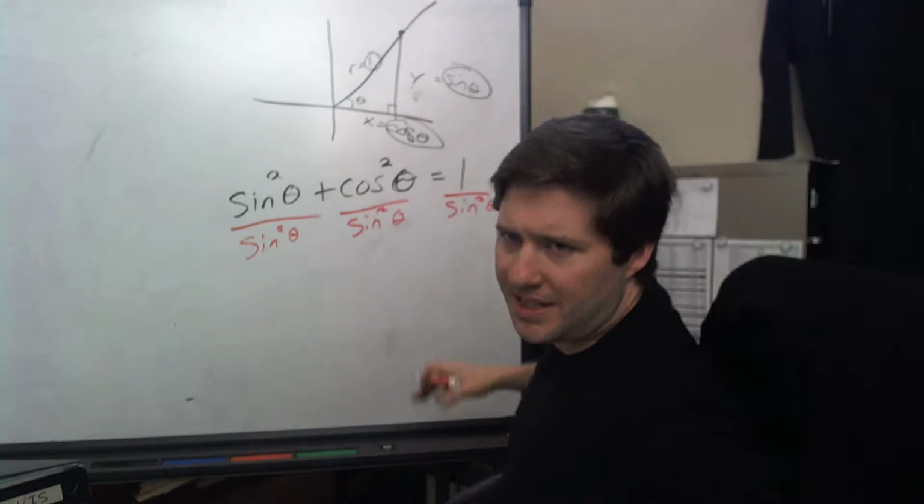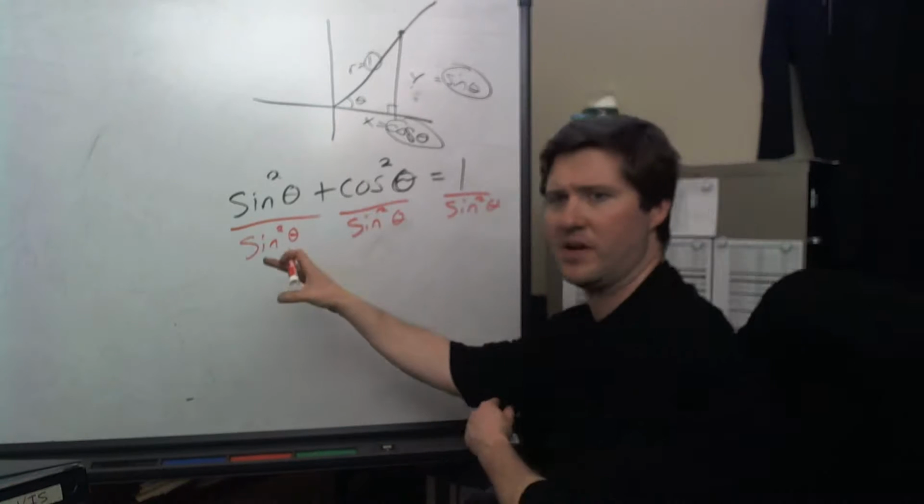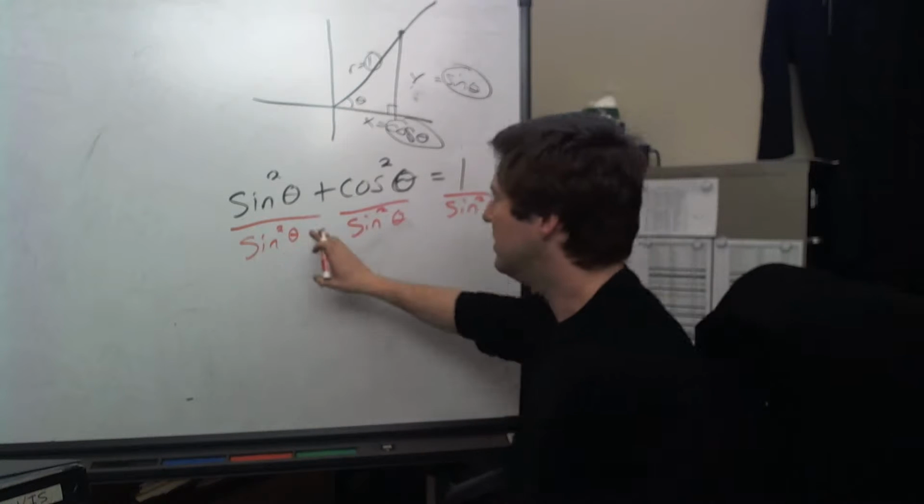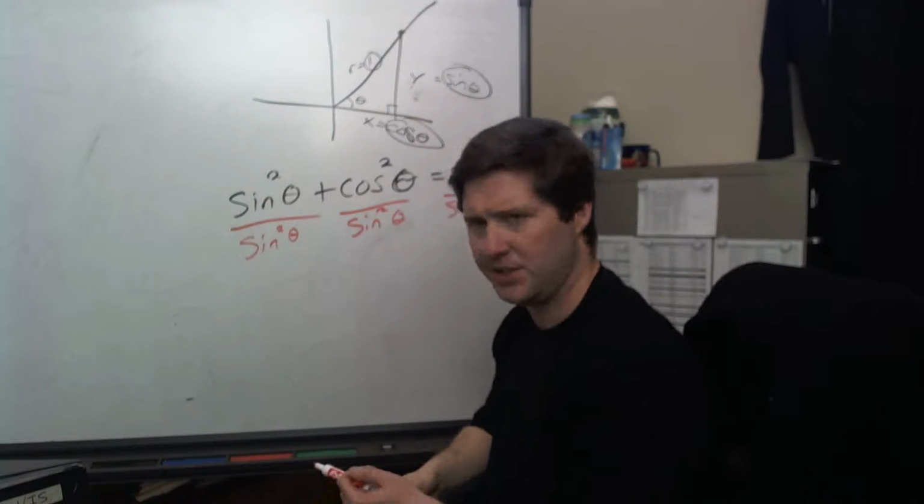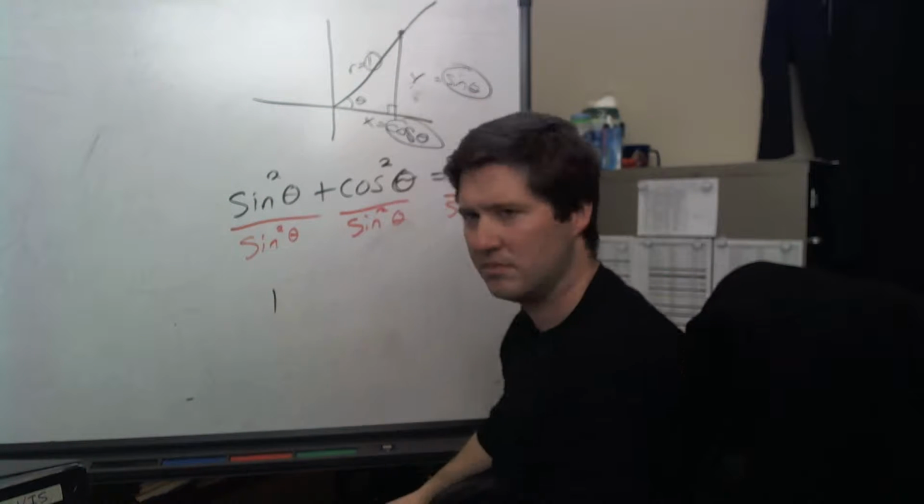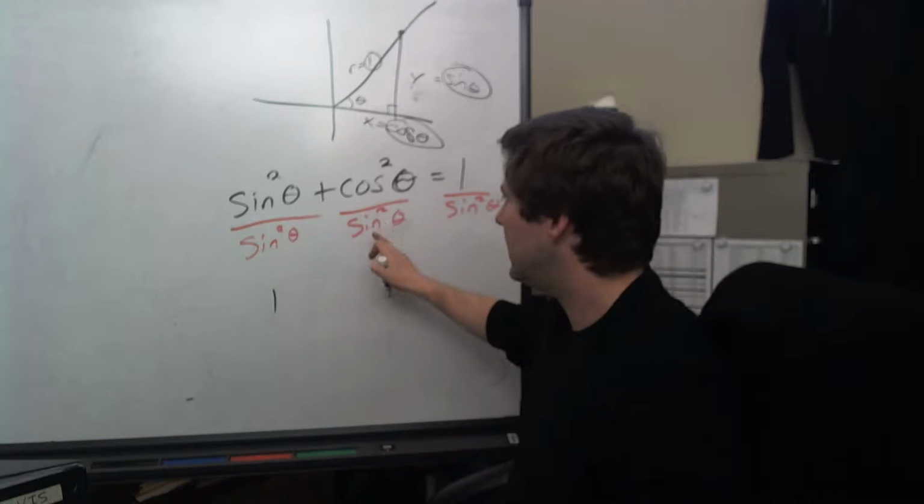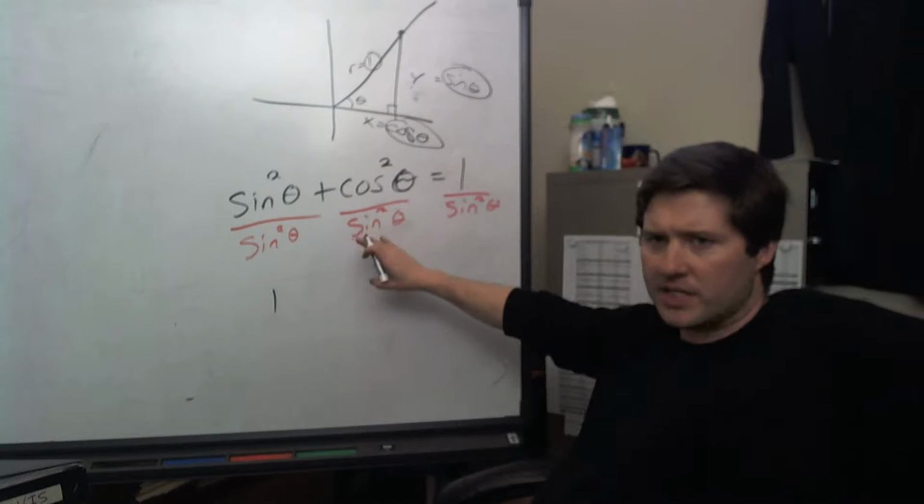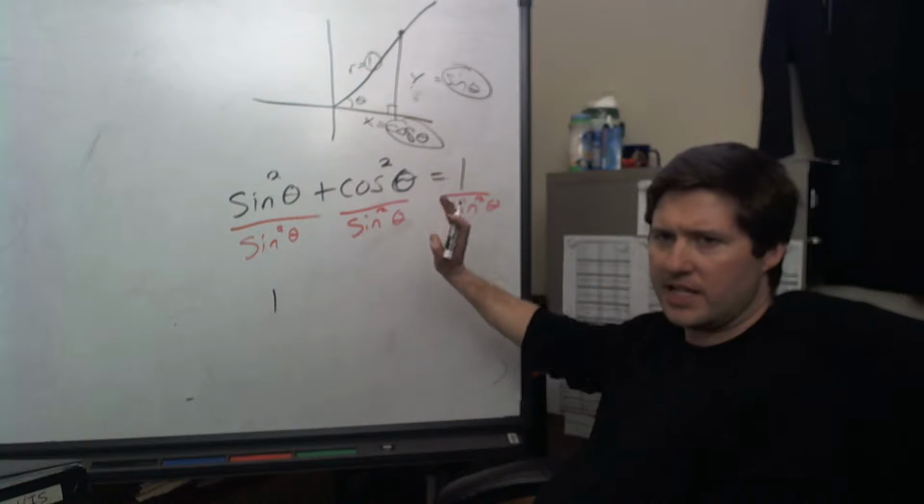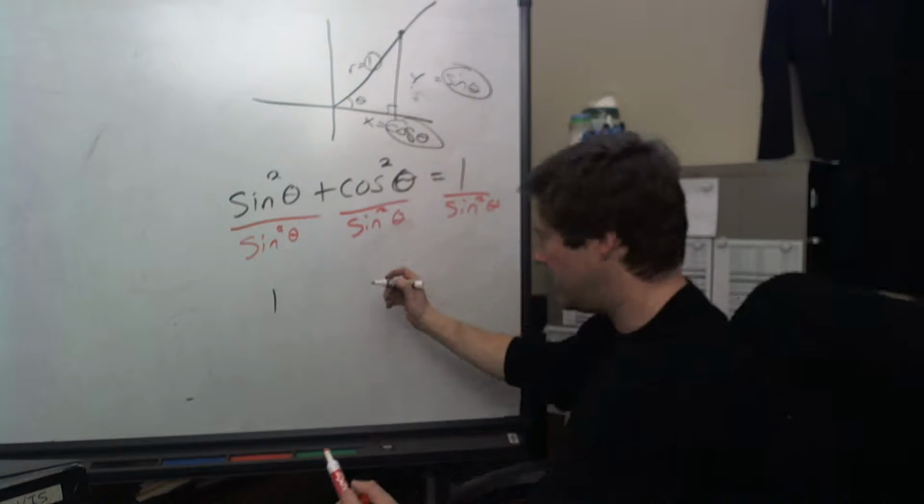So divide everything, right? That's how math works. You do it to one part of your equation, you have to do it everywhere. Sine squared divided by sine squared, well, anything divided by itself is just 1. Cosine squared divided by sine squared, that is your cotangent, right? Sine over cosine is tangent, cosine over sine is cotangent.